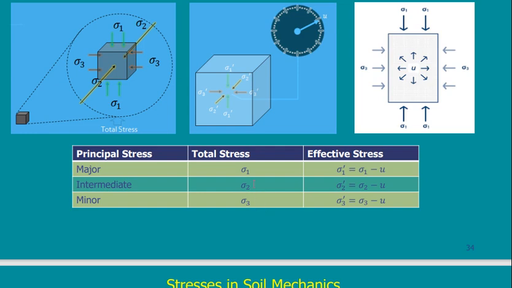If they are different, okay, we can calculate them. But I'm just now speaking about names. Sigma 1 is the vertical stress. This is the major stress, it is vertical. Sigma 2 and sigma 3 are the horizontal stresses. This is the total stress.